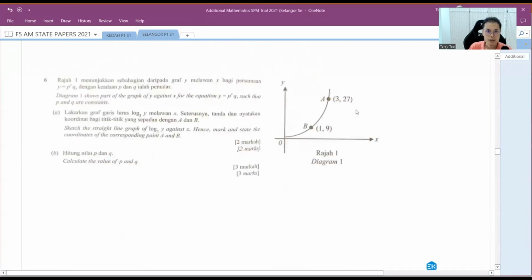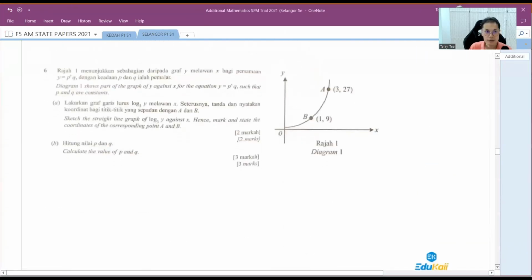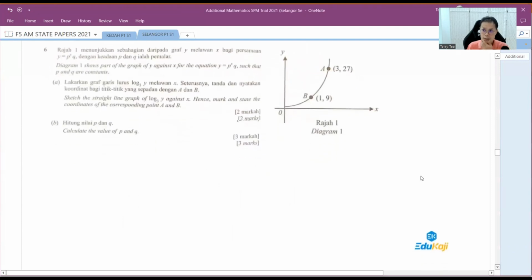Okay, next question. Let's look at number 6. This is linear law. Very interesting question. Chapter 6, called linear law, form 4. Okay, now the diagram shows part of the graph y against x for the equation y equals p power x cubed such that p, q are constant. So you're supposed to sketch the graph of log base 3 y against x and mark and state the coordinates of corresponding points A and B.